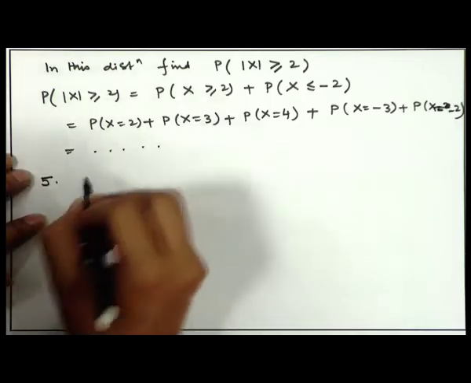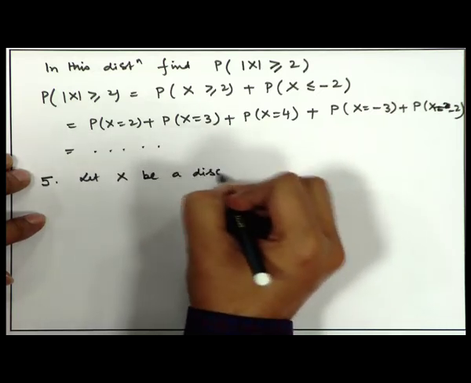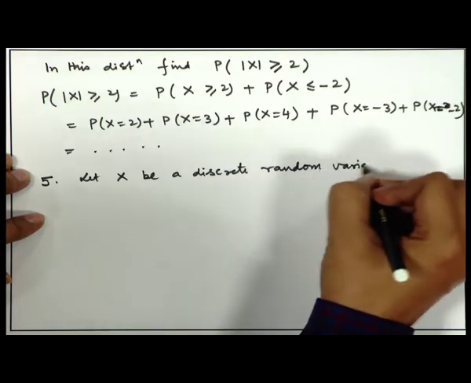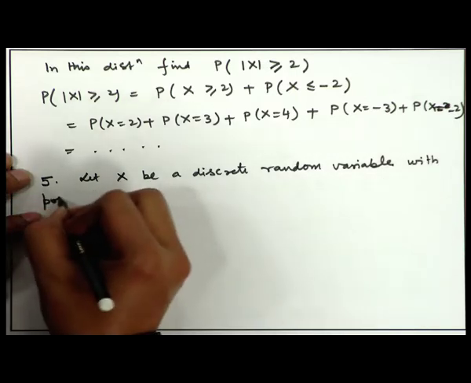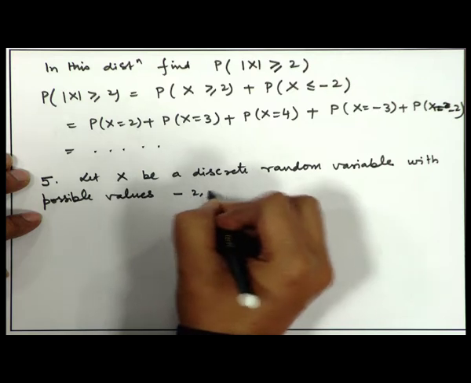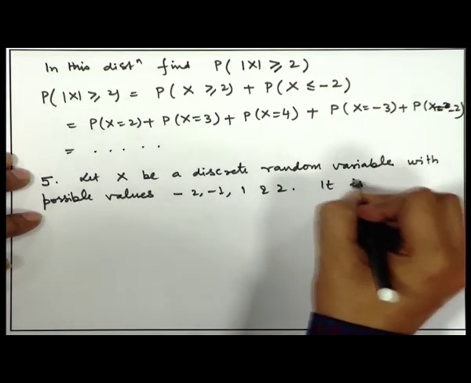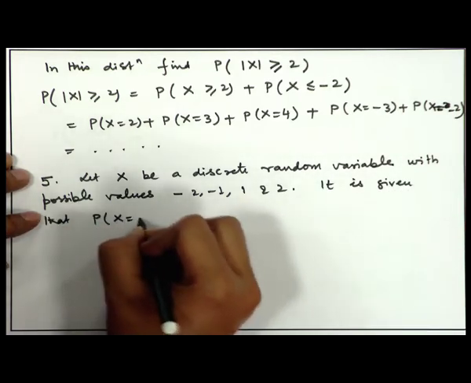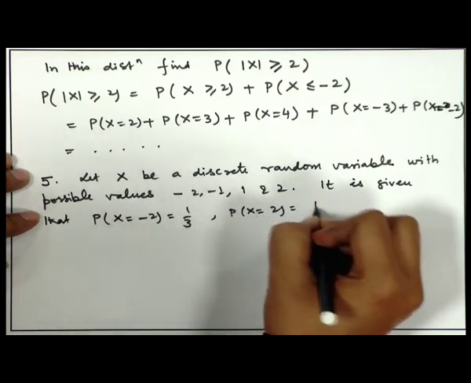Let us take one more problem. Let x be a discrete random variable with possible values -2, -1, 1 and 2. It is given that probability of x is equal to -2 is 1 by 3 and probability x is equal to 2 is 13 by 60.